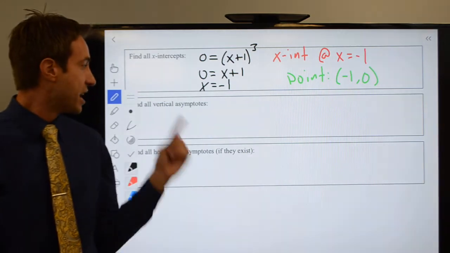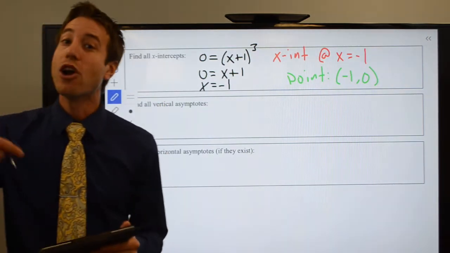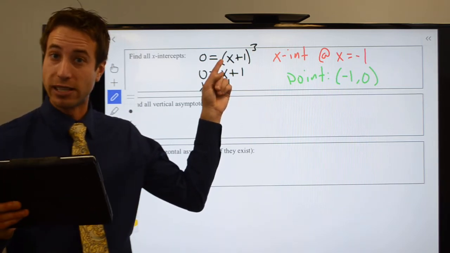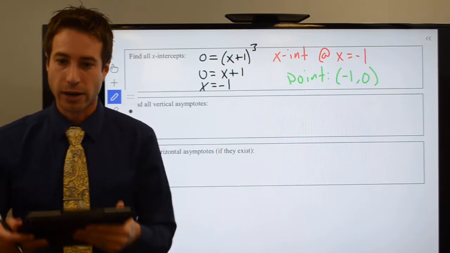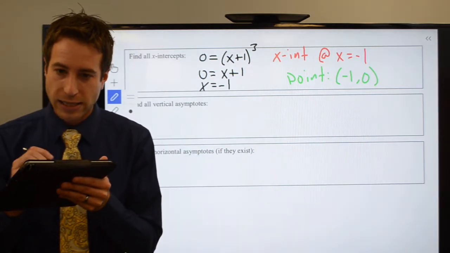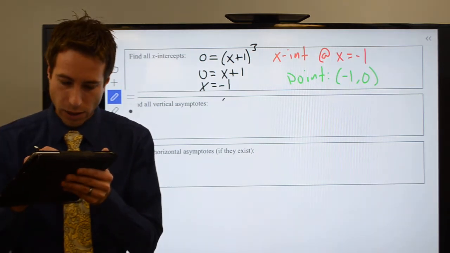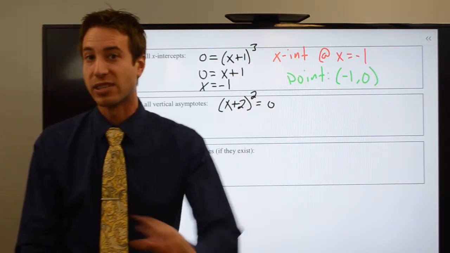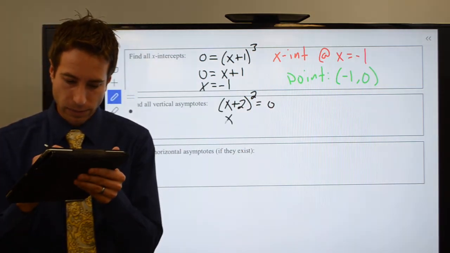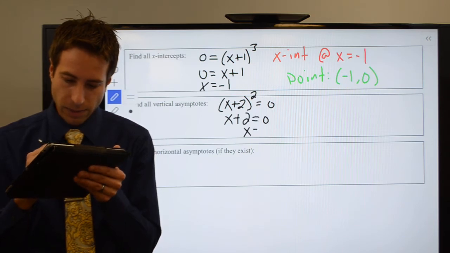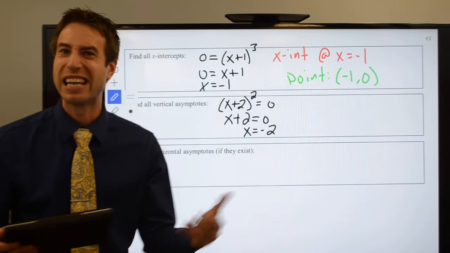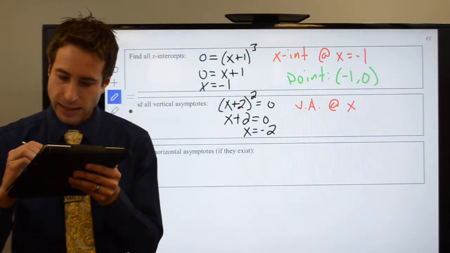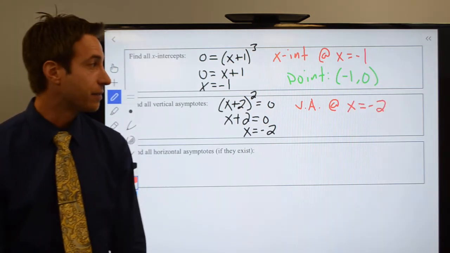Okay, let's keep going. Next, vertical asymptotes. Well, we know that we find vertical asymptotes when the denominator is 0. So, x-intercepts, numerator is 0. Vertical asymptotes, denominator equal to 0. Well, my denominator was (x plus 2) squared. So (x plus 2) squared is equal to 0. To get rid of the square, take the square root of both sides, but the square root of 0 is 0. Subtract the 2 to the other side. There we go. I now know that I have a vertical asymptote at x equals -2.